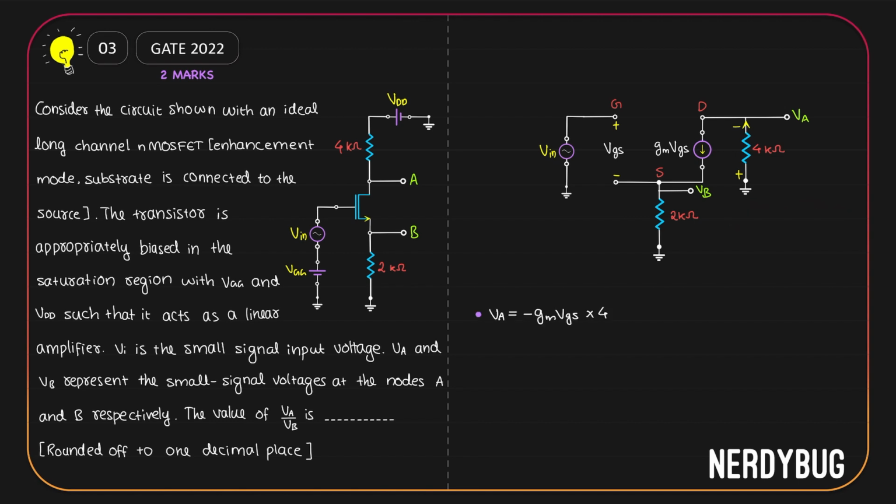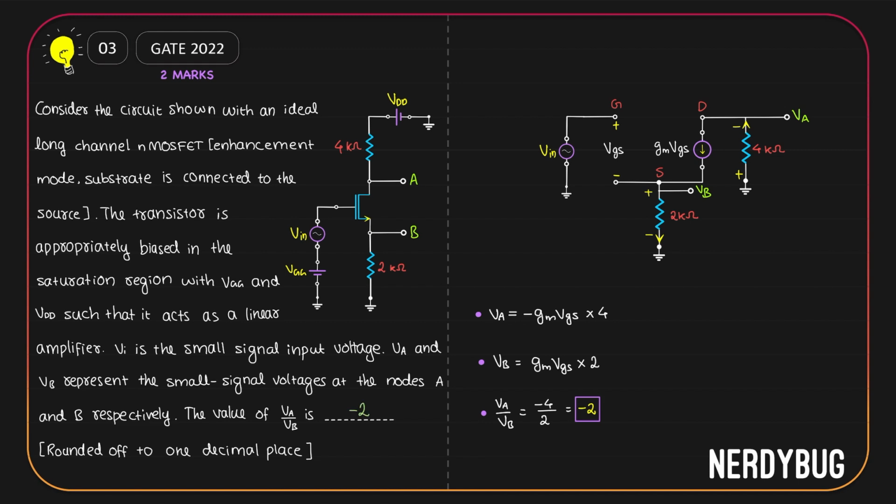How about VB? VB is taken across the 2 kilo ohm. What is the current through 2 kilo ohm? You can see that gmVGS flows like this and then it flows through the 2 kilo ohm. It is flowing in this direction. That means the 2 kilo ohm has a positive potential here and negative here. So VB is equal to the potential dropped across 2 kilo ohm due to gmVGS flowing through it. So VB is gmVGS multiplied by 2 kilo ohm. What we want is VA by VB. From here we can easily see it is minus 4 by 2, which is minus 2. So the final answer is minus 2.